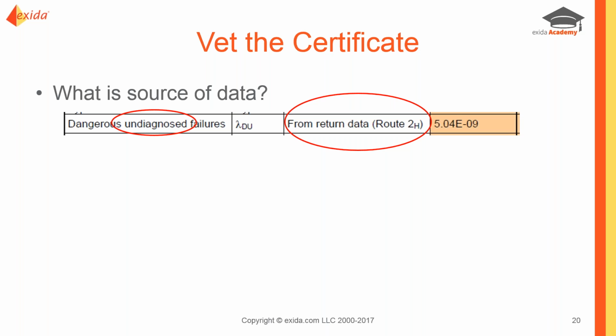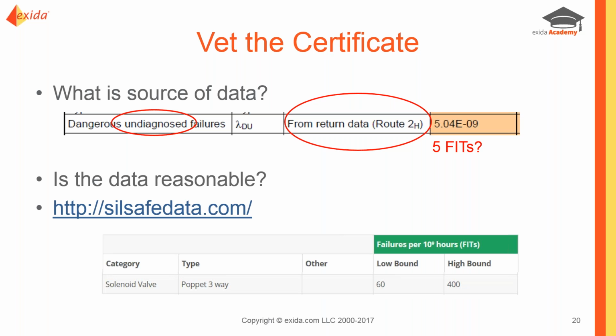So when we look at these kinds of things and they raise a little flag, then I'll ask the question, well, is the data reasonable? This certificate is reporting a 5 FITs failure rate, and a FIT, of course, is failures per 10 to the 9th, or failures per billion hours. So is it reasonable, and how do you know that? Well, silsafedata.com is the place that you can go to for a number of devices and look at what are the typical failure rates from billions of hours of operating data. These bounds have been pulled together.